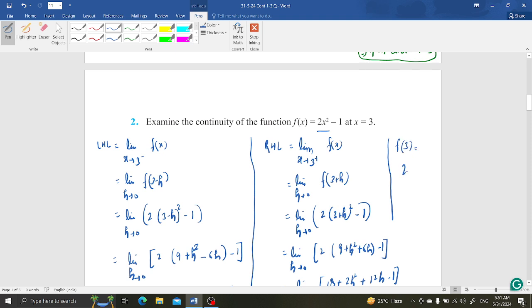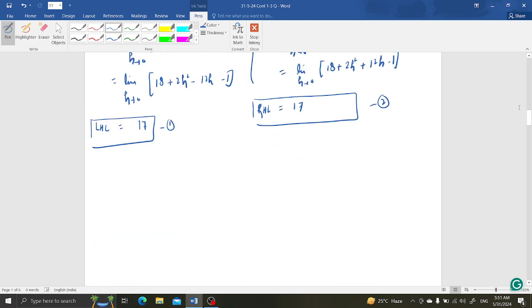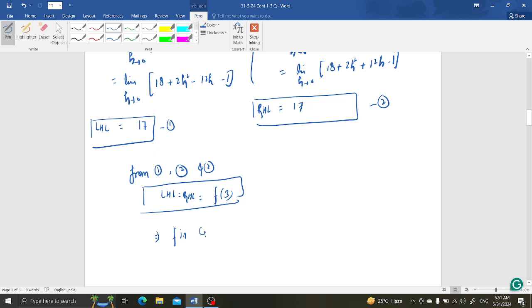Now the third part also means we need to evaluate f of 3. So what will it be? 2 into 9 minus 1, again 17, and this is your third equation. So from first, second and third, we have LHL equal to RHL equal to the function value at 3. Hence, if these three things are equal, f is continuous at x equals 3.